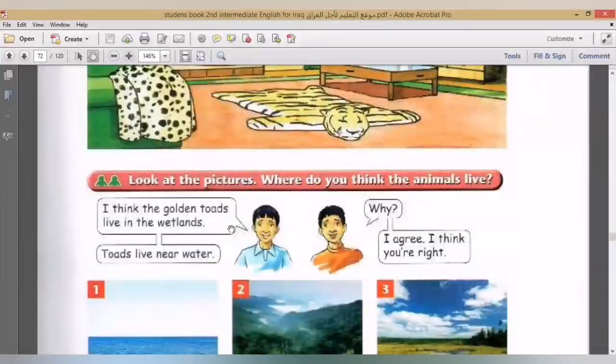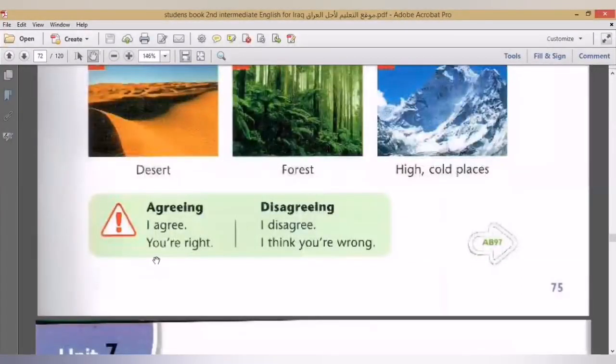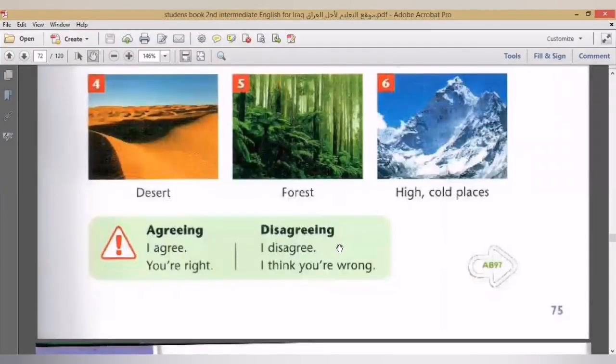So here we have these two having a kind of conversation. He says, I think the golden toads live in the wetlands. And he's asking why. And his answer is toads live near water. So he replied with, I agree. I think you're right. So what is meant by agree? You know, right? This takes us to the information box at the bottom of the page. Agreeing: I agree, you're right. Or disagreeing: I disagree, you're wrong. Right?